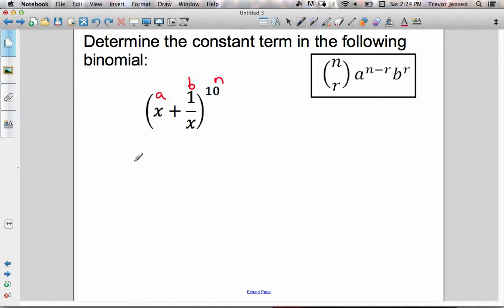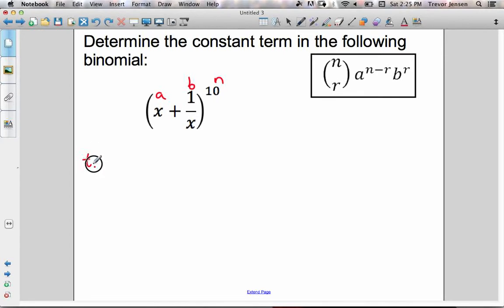So I could expand it all. There would be 11 terms in the expansion and see if any of them are a constant term, meaning that there's no variable associated with it. But that would take a long time. So what we're going to do is write out the general term by plugging in our a, b, and n into our general term formula.